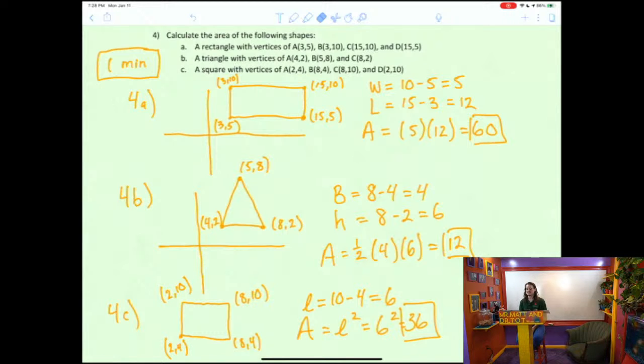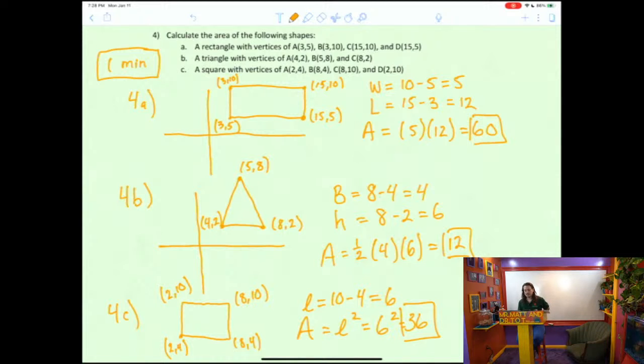The height is the difference between the y coordinate of the apex and the y coordinate of the points at the base. The apex has a y coordinate of 8. The base points have a y coordinate of 2. 8 minus 2 is 6. So the area of this triangle is equal to 1/2 base times height. So we're going to have 1/2 times 4 times 6, which is going to give us 12.